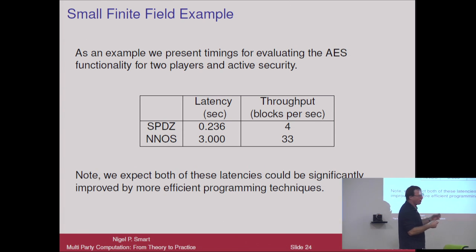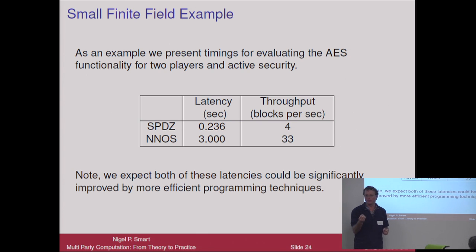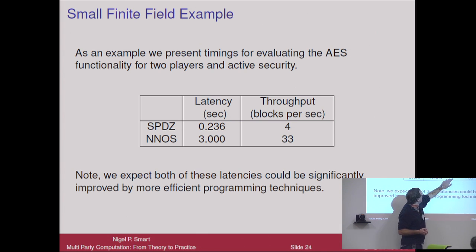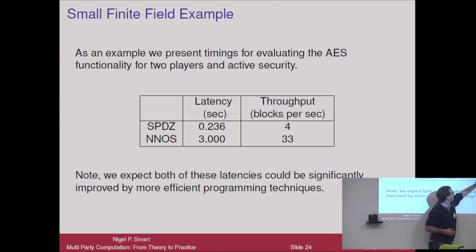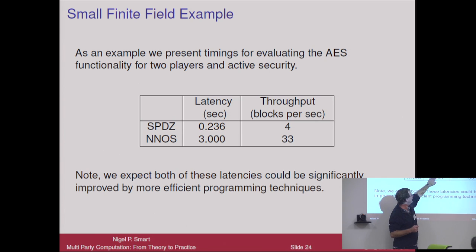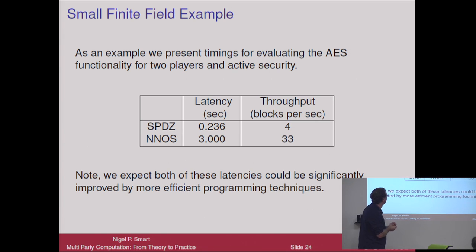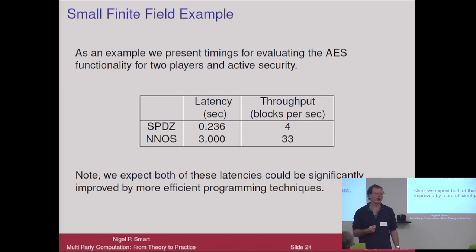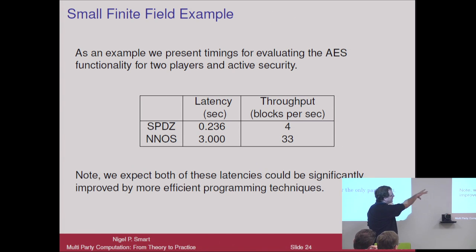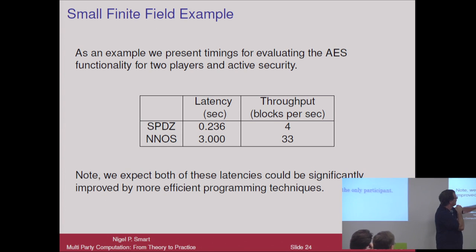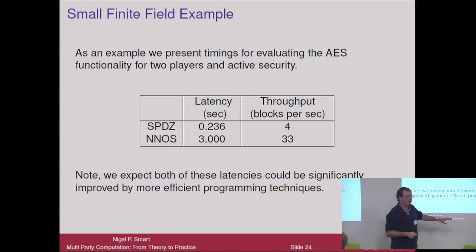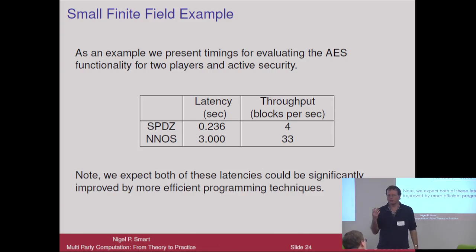And actually, it turns out that whilst it might take ages to compute a floating point operation, we can actually do AES. We can get these kinds of times. For SPDZ, we can get 4 throughput per second at a latency of about 0.236. And with NNOS, we got a latency of 3 seconds, but in that time, we could do 33 at a time. These implementations haven't been touched since the summer, and we reckon we get an order of magnitude improvement straight away just by better programming. So we reckon we can get a factor of 10 improvement instantly.